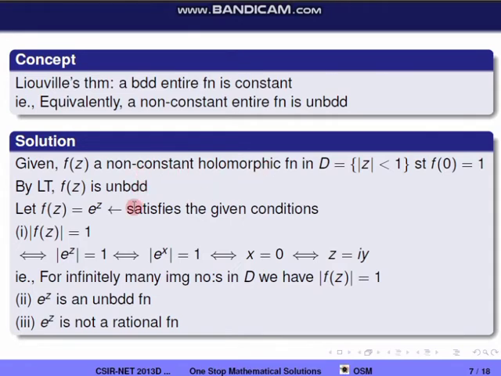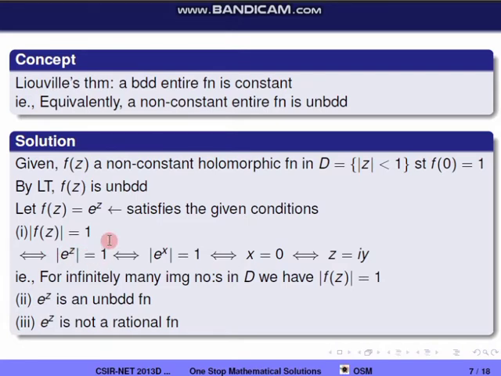So I am taking f of z is equal to e power z. In the options they have asked whether there are finitely or infinitely many points in the unit disk such that mod f of z equal to 1. So we will check those two statements first of all. So let me take mod f of z is equal to 1, which implies mod e power z is equal to 1.